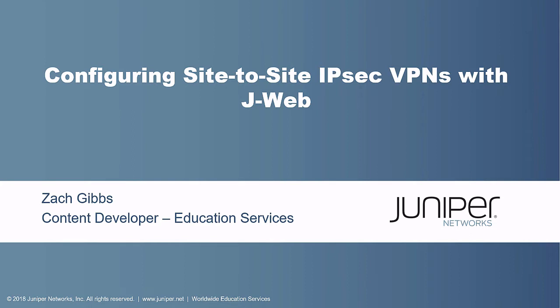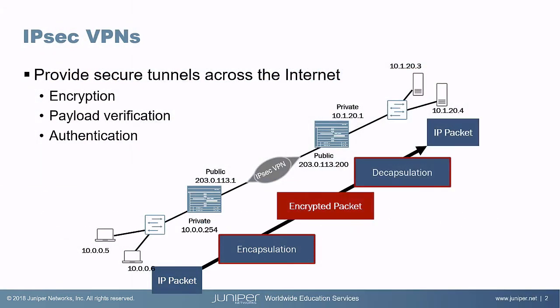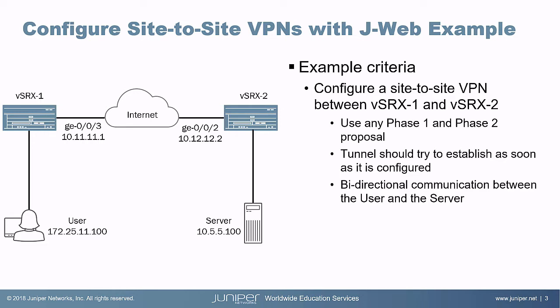And today we will be going over the Configuring Site-to-Site IPsec VPNs with J-Web Learning Byte. So what do IPsec VPNs provide? Well, they provide security, or rather secure tunnels across an unsecure network, such as the internet. These tunnels are going to provide encryption, payload verification, and authentication. All right, so let's go ahead and jump to our example.